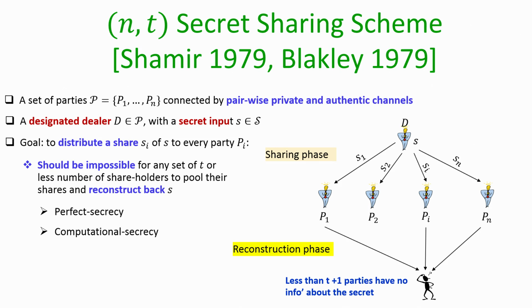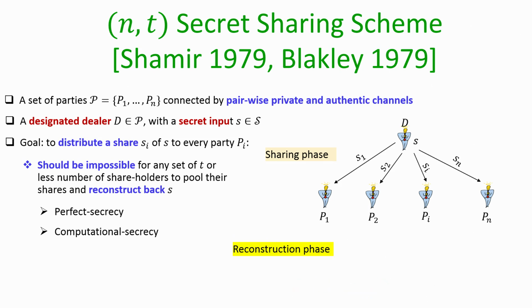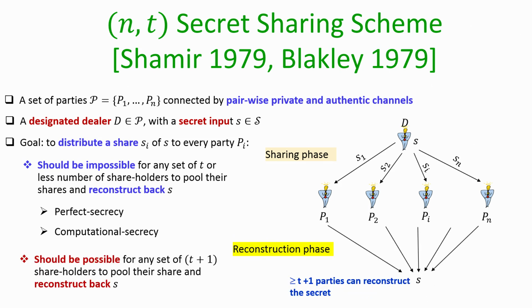So, that is the first requirement from this distribution of shares. On the other hand, if any set of t plus 1 or more shareholders pool together their shares, then it should be possible to reconstruct back the secret S. So, the parameter t here is acting as a threshold for you.